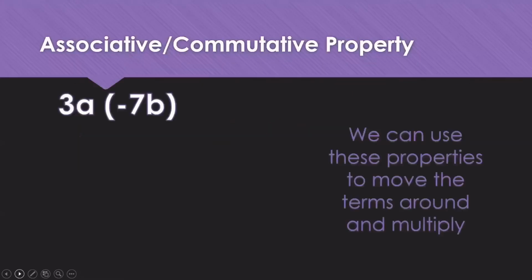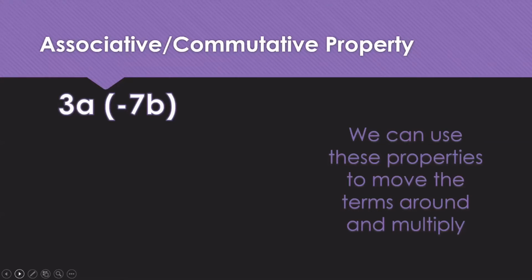Okay, so this is going to come back in, I believe it's topic 4, the associative and the commutative property. We're going to go into detail about what that looks like. And you've been using it since elementary school. You just haven't realized it.